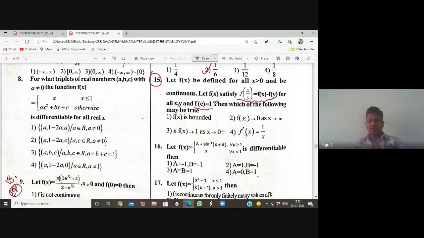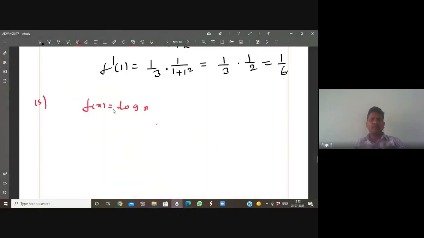Whether log x or k log x, you may get doubts. But for that, one condition is given, f of e is equal to 1. So log e value is 1, or not? Yes. So f of x is equal to log x alone, correct. Because clearly f of e, log e, satisfies the condition. Log x satisfies the given condition, so log x is correct. Otherwise, we should take k into log x.